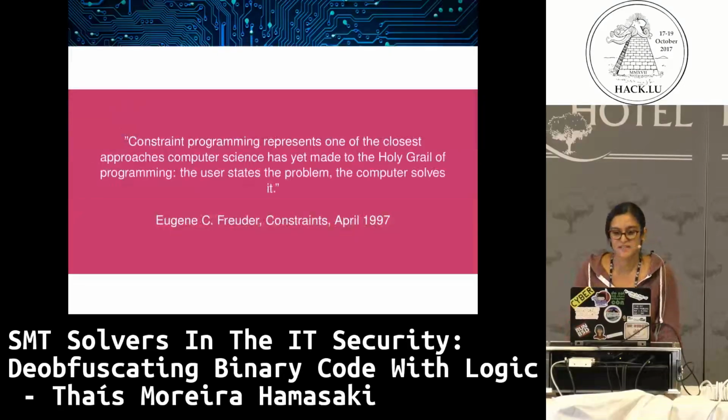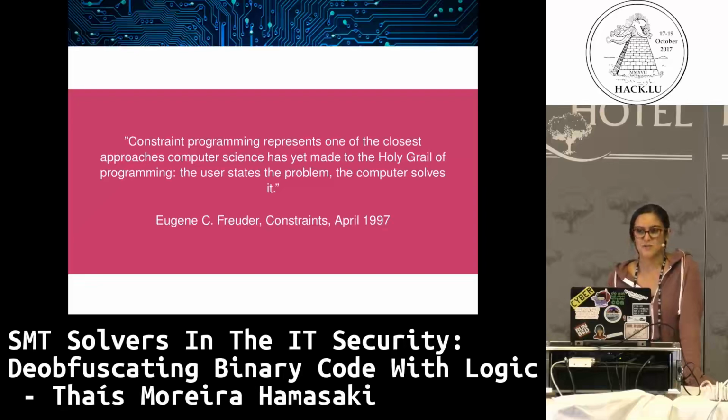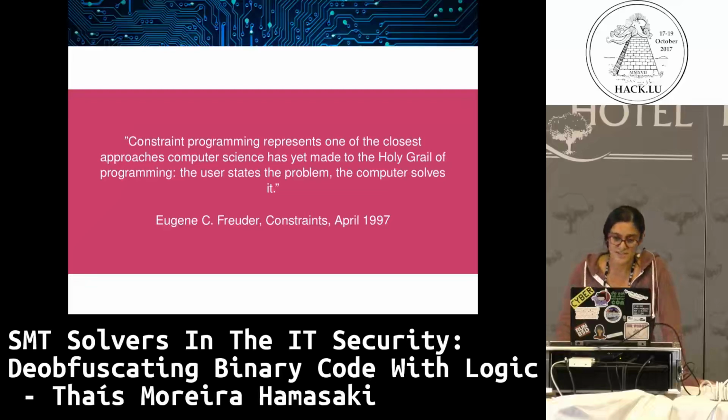I really believe that's right, because that's what you have computers for: to solve the problems that you don't want to solve by yourself. If you need to describe how the program is going to solve the problem for you, you're already solving it in a way. But if you have the problem and you know what you want to have, why not let the computer solve it for you?